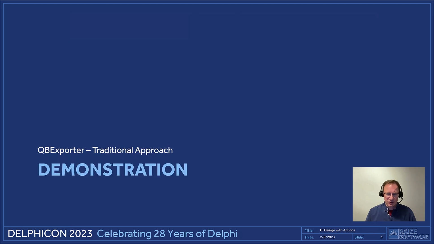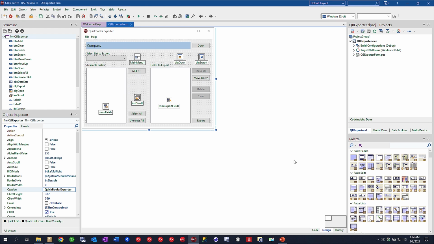So to start, I want to ground everybody in the same concept of the application we're going to be talking about, which is a QuickBooks exporter. So let me go ahead and switch over to Delphi 11. I'm running the latest version of that, and all the source code for this sample application will be available. I have the download link at the end.